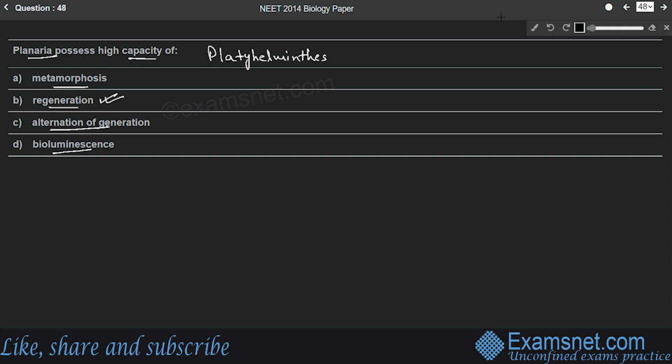Okay, and metamorphosis is mainly exhibited by the arthropoda, alternation of generation by the cnidarians, and bioluminescence is shown by the ctenophora. So according to the question, the correct answer is option number B, regeneration.